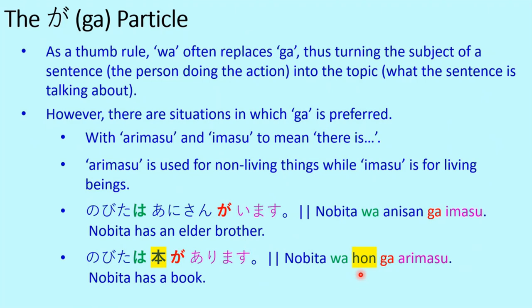So don't confuse arimasu and imasu with desu. In an upcoming lesson, we will discuss the differences between desu and imasu and arimasu. That will be a totally different lesson. For now, we should understand that with imasu and arimasu, ga is used. Very simple example and very easy to understand.